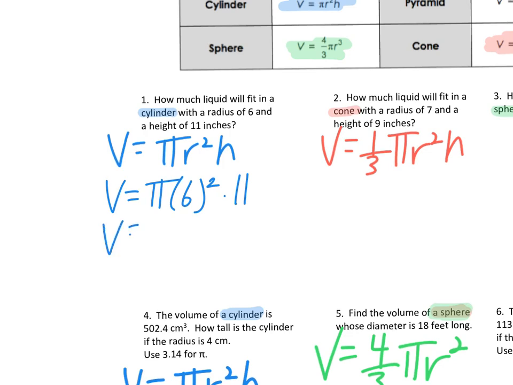So that would be 6 squared is 36, so 36 times pi times 11. Let me put that in my calculator. 36 times pi times 11. I get about 1,244, and that's going to be inches cubed.